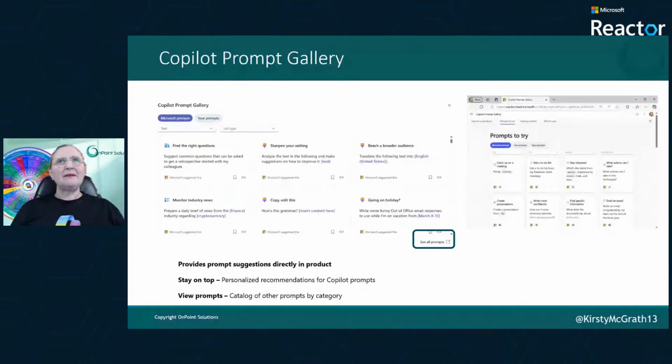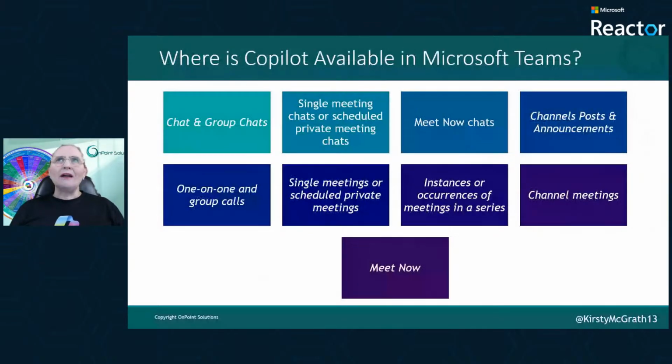Now, when I'm in Teams, where am I actually going to find it? One, you're going to see it in your chats and your group chats, in meeting chats as well as private meeting chats. So you've got different types of chats that are meetings and rescheduled meetings. And I've got recurring meetings. I've got Meet Now, so we've got chat in that. I can do it in posts. I can do it in announcements. I've got one-on-one type group calls.